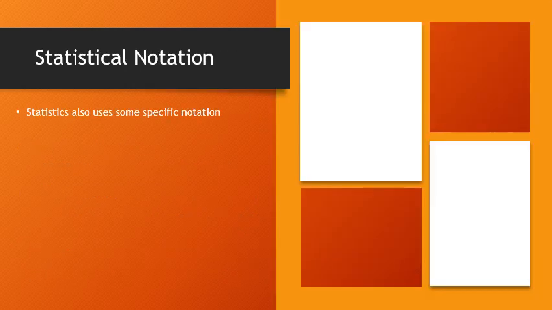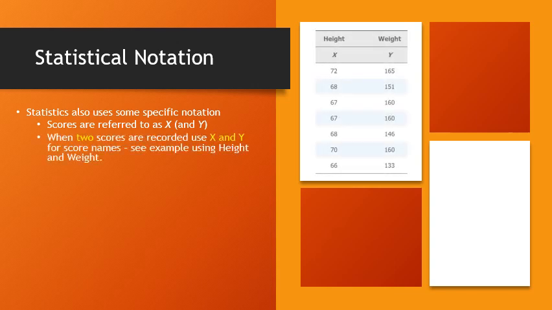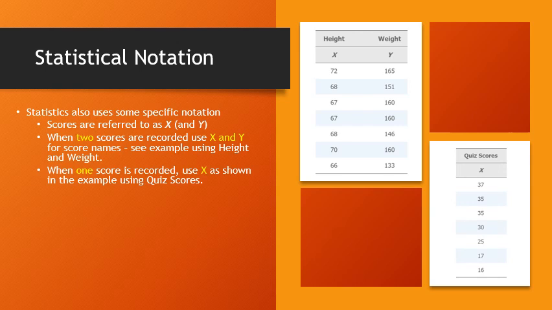Statistical notation. Statistics uses some special notation. Scores are referred to as X, or if you have more than one score for a person, you would have X and Y. When 2 scores are recorded, use X and Y for the score names. Here's an example using height and weight for different people. When 1 score is recorded, just use X. For example, here's some quiz scores for some students.